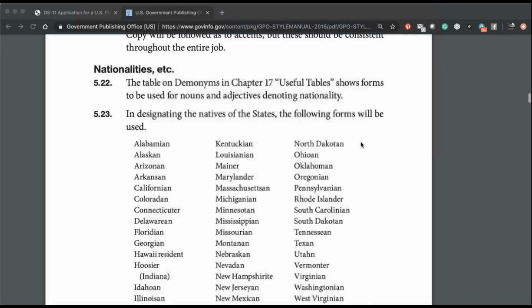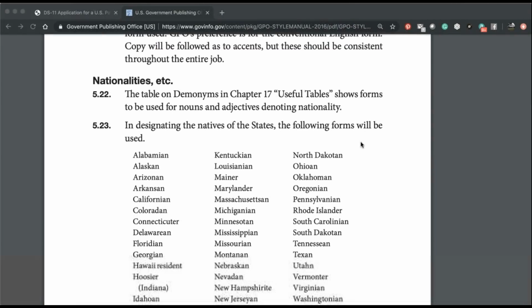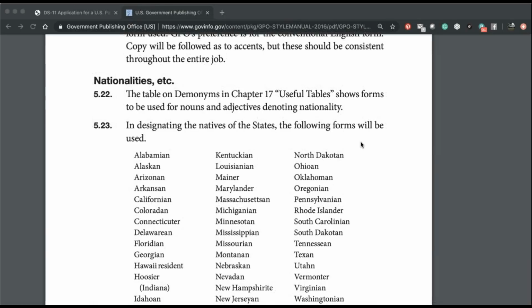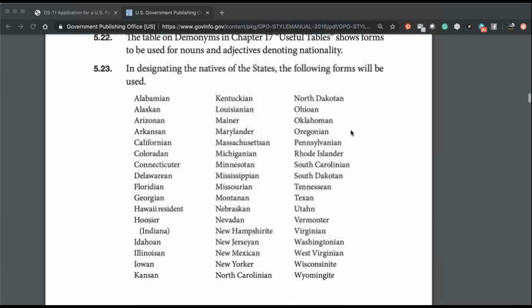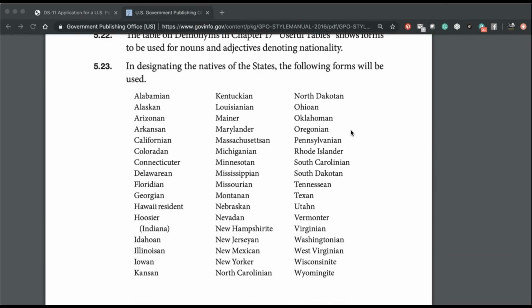It says nationalities, etc. So this says the table on demonyms in chapter 17, a useful table, shows forms to be used for nouns and adjectives denoting nationality. So they're saying this section right here denotes your real nationality. In section 5.23, in designating the natives of the states, the following forms will be used. So they're saying in their system, they're supposed to use these particular forms to denote your nationality.